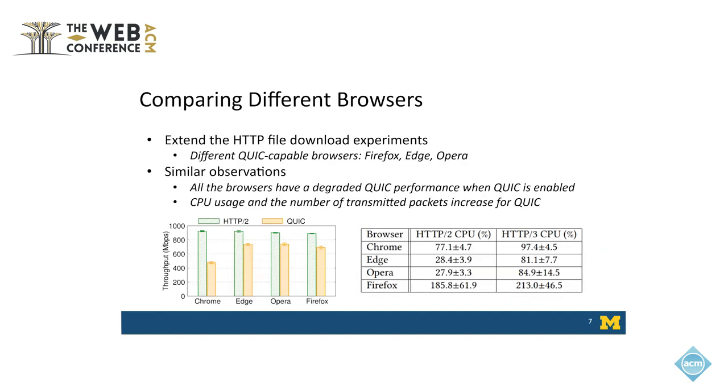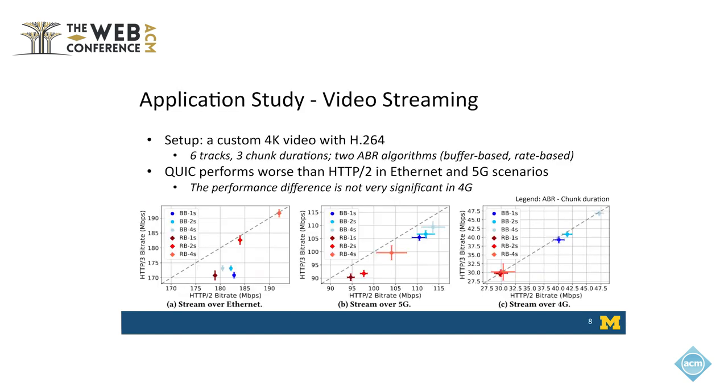We extend the experiments to other QUIC-enabled browsers, including Firefox, Edge, and Opera, and we observe similar results. So the slow QUIC download is prevalent across production browsers, and this can affect users' experience when downloading bulk data at high speeds. Next, we investigate QUIC's performance on video content delivery and web page load.